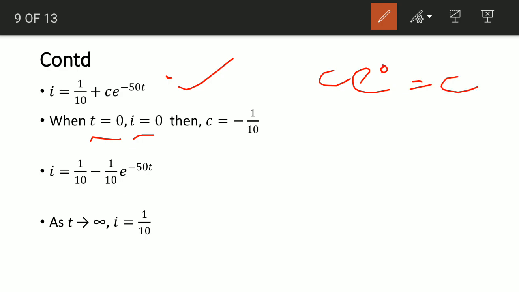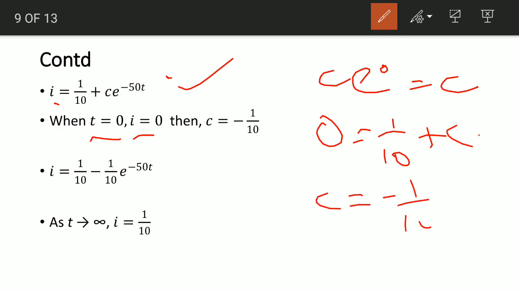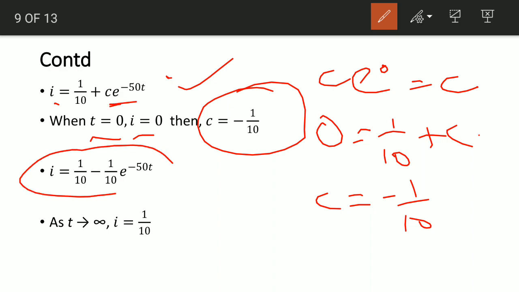So your I is 0 too. So you're going to get 0, your I, which is 0, equal to 1 over 10 plus C. So here you see that C is equal to minus 1 over 10, which is exactly what we have here. So substituting the value of C now into this equation, we are going to get this: I equal to 1 over 10 minus 1 over 10 exponential minus 50t, which is the answer to the question.